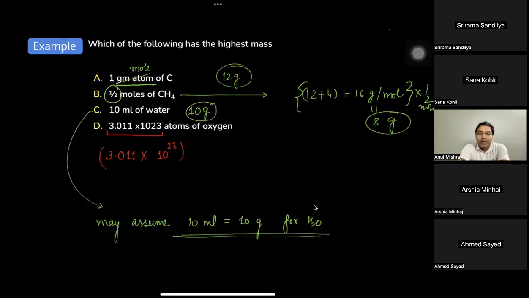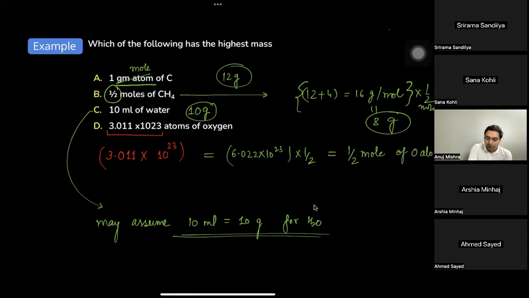Last 10 seconds to close. 3.011 × 10^23. Don't you feel like this is half of 6.02 × 10^23? Half of this is half mole. Half mole of what? Half mole of O atoms. What is O's weight? O weight is 16 gram for 1 mole. You know that or not? So half mole is how much? Now conclude the answer.